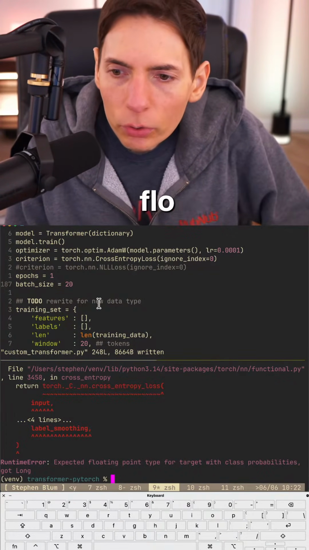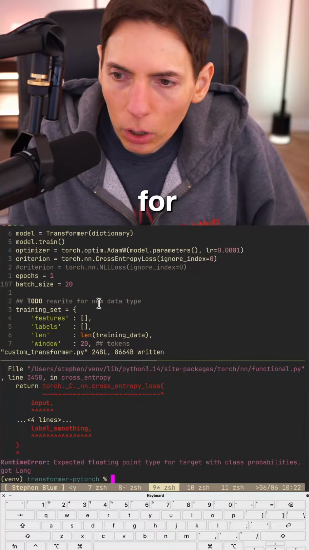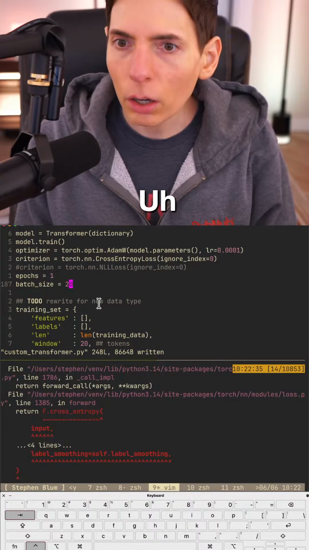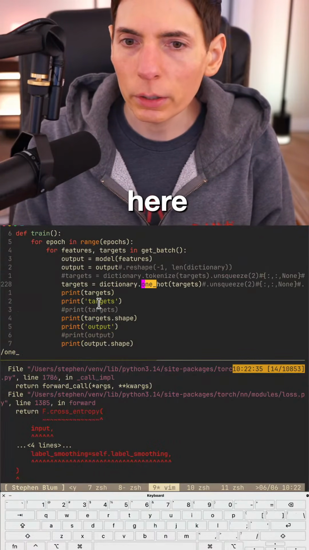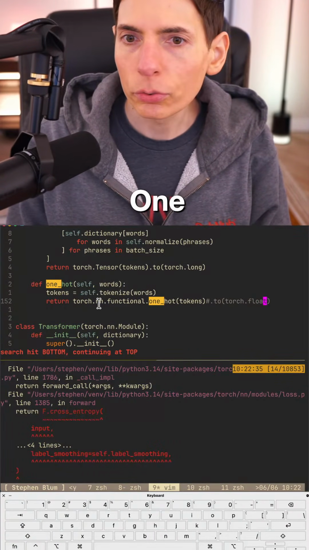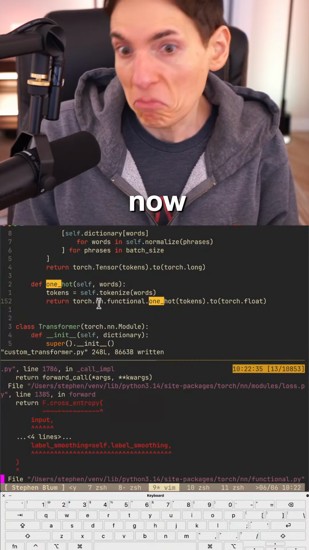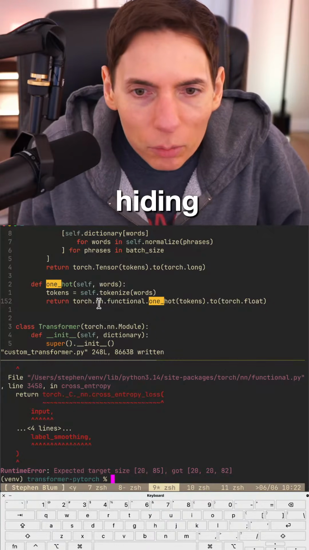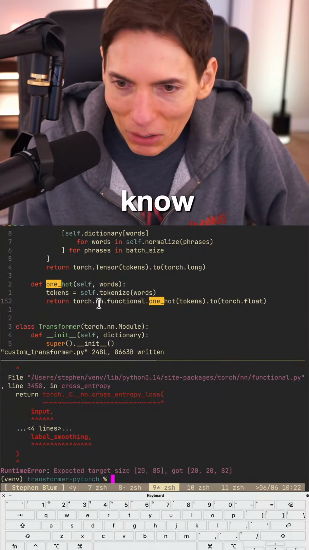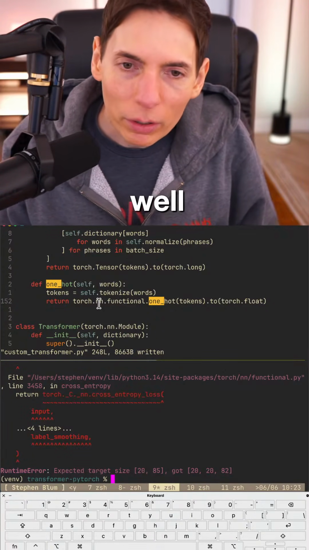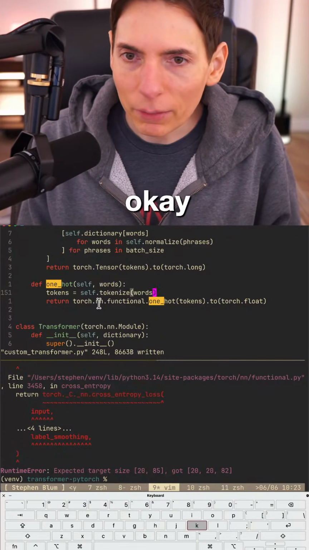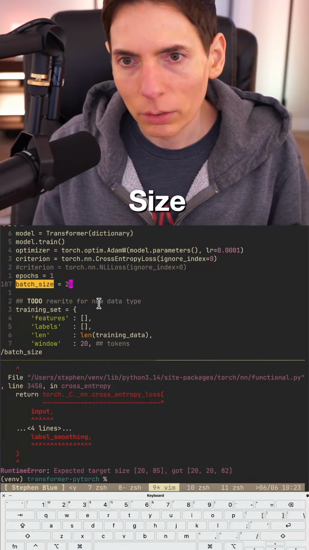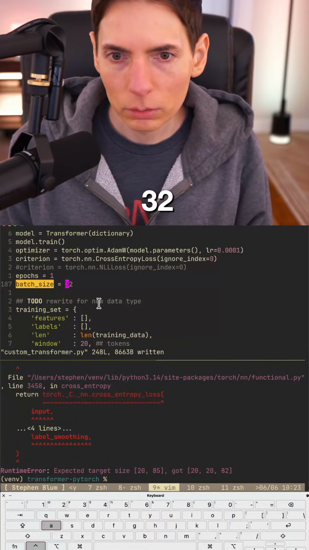All right. Expected floating point type for target with class probabilities and got long. Okay, so here. One-hot, to float. How about that now? What if we did that, huh? Are you good now? No, Steven, you need to put it as your 20s. You're hiding a bug. Yeah, I'm definitely hiding a bug. I know. All right. Well, it's something. Just leave it as 32. Okay. Batch size 32. Okay.